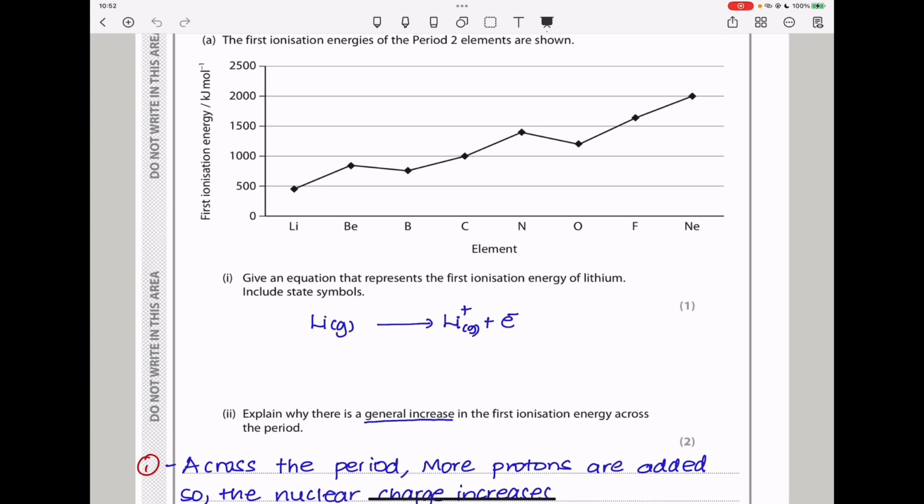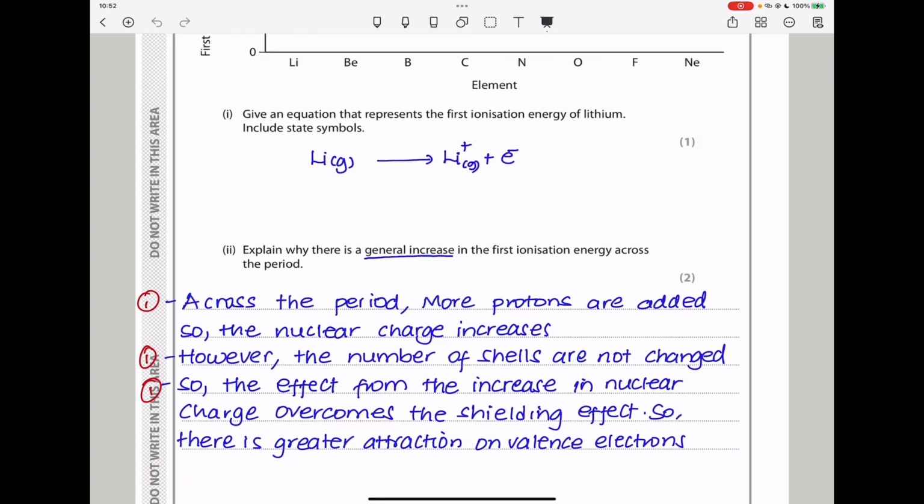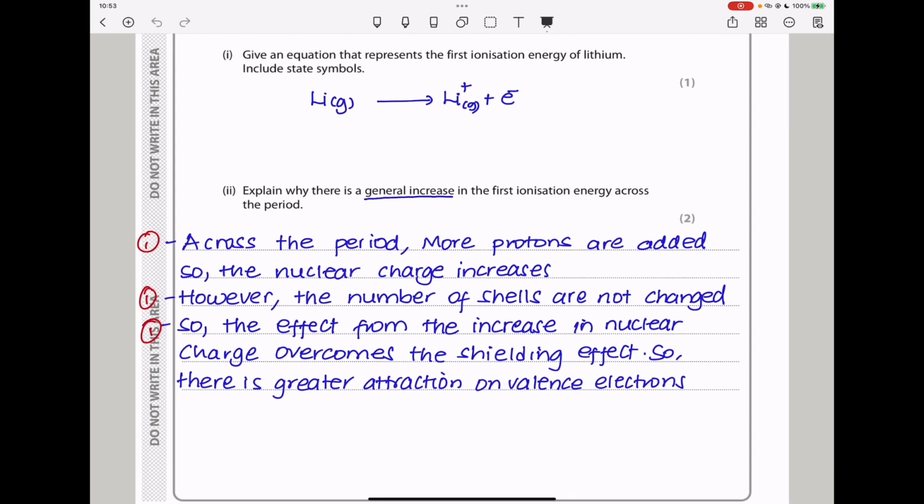So the increase in nuclear charge is going to be stronger than the tiny increase in the shielding, and therefore the size of the atoms is going to decrease. So I said, across the period, more protons are added, so the nuclear charge increases. However, the number of shells is not changed, so the effect from the increase in nuclear charge overcomes the shielding effect, and therefore there is greater attraction on valence electrons or outer shell electrons.